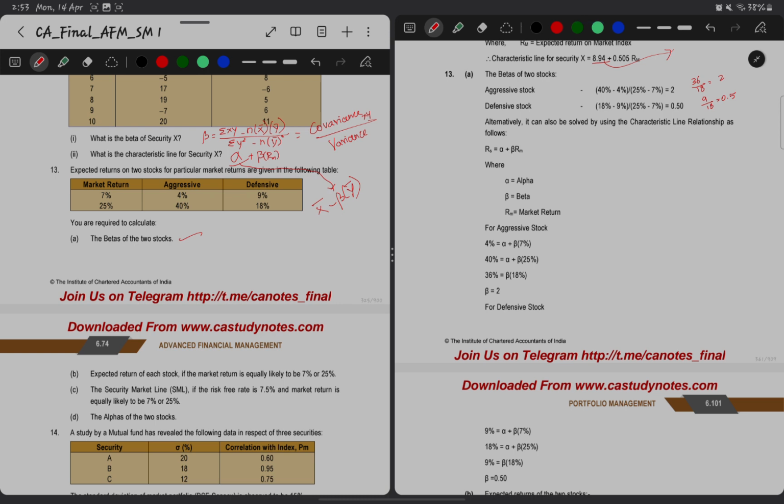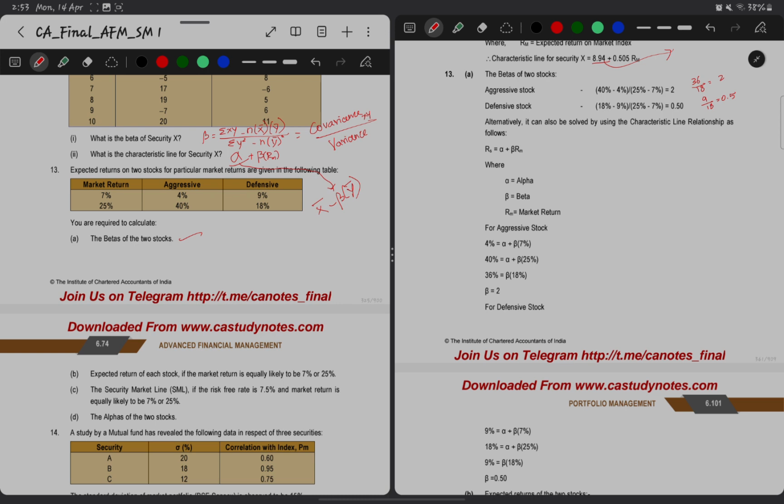For aggressive, the difference is 36, which is 40 minus 4, and the market return difference is 25 minus 7, which is 18. So 36 divided by 18 is 2. In the case of the defensive stock, 18 minus 9 is 9, and 25 minus 7 is 18, which will give us 0.5. So beta is nothing but the sensitivity of the stock towards the market return.